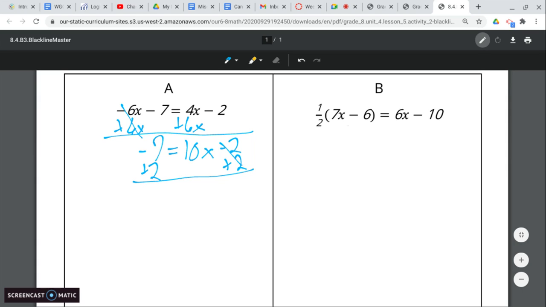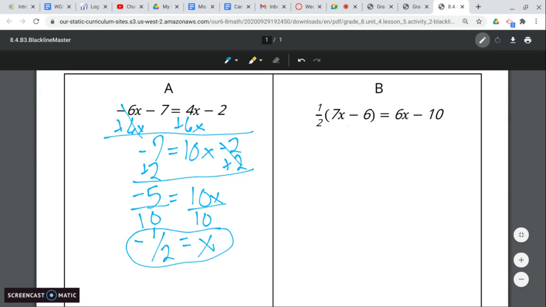Because if you have it all on the same side and then you try to divide, it's going to result in the wrong sign on your answer. So you might end up with a positive when it should be a negative or vice versa. So be super careful with that. So negative 7 plus 2 is going to give us a negative 5 equals 10x. And then we divide by 10. So we end up with a negative 1/2 equals x. There's our answer.